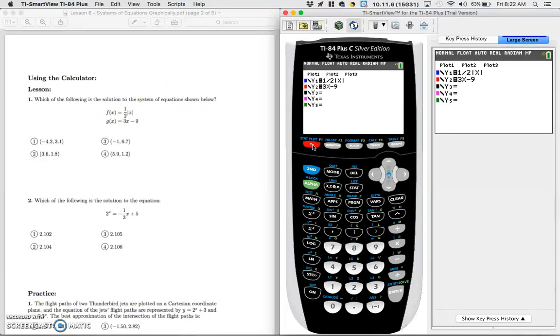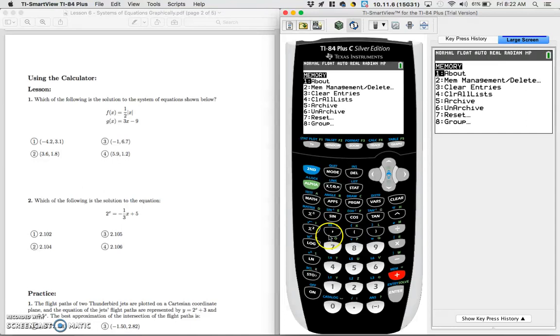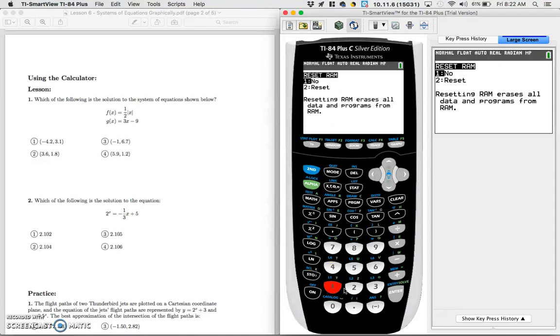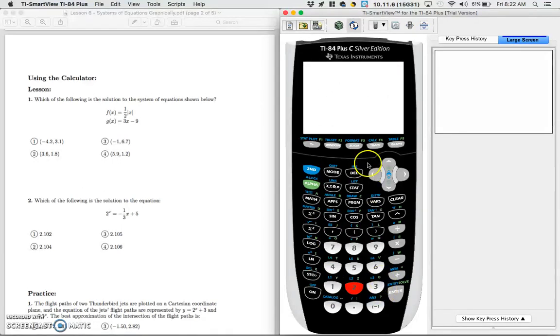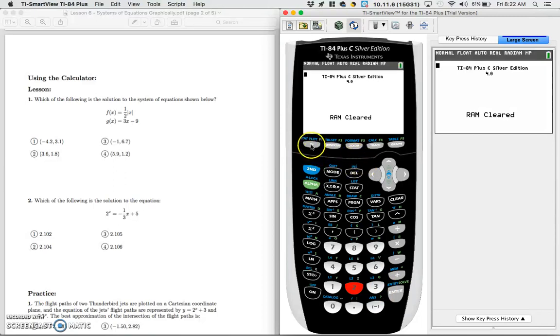Alright, so we press y equals. Oh, and I've already got this stuff in, but you might have other stuff in your calculator. So if you want to do a complete reset, let's start off like that. Second, memory, 7, 1, 2. All right, so now I've reset my calculator, and I'm ready to do a brand new problem.